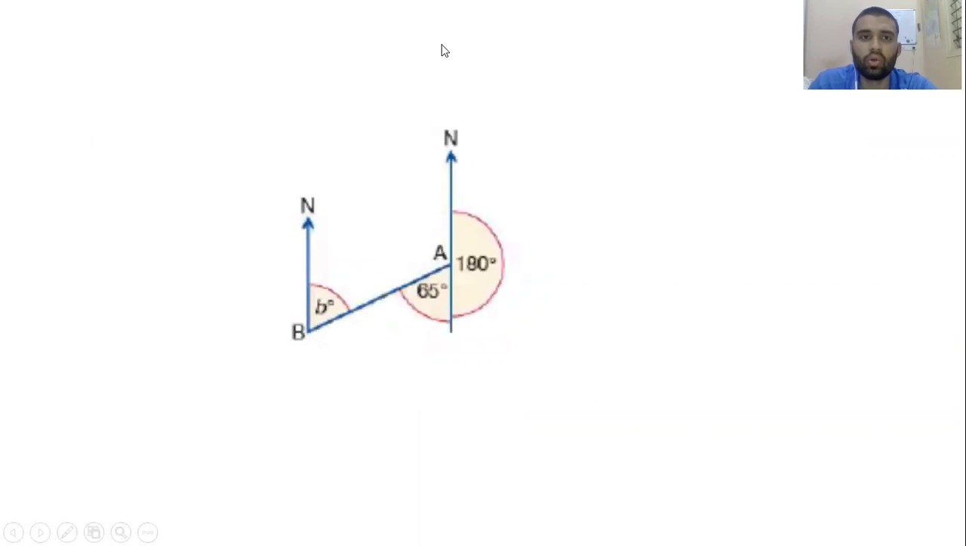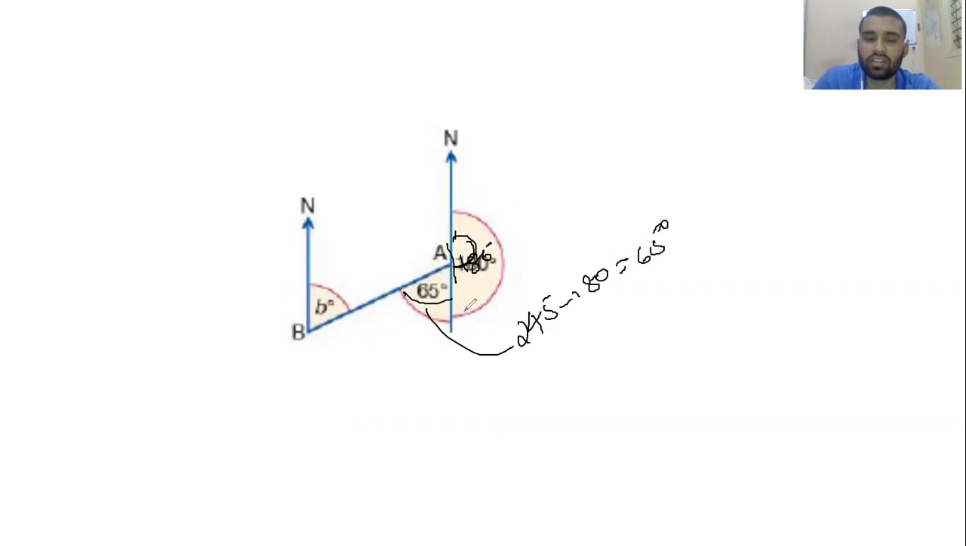What we do is first construct a straight line, and as you know, in a straight line the sum of the angles is 180. So this given angle is 180. What is the remaining angle? As the total was given as 245, 245 minus 180 will give me 65 degrees. So we got to know that this is 65.